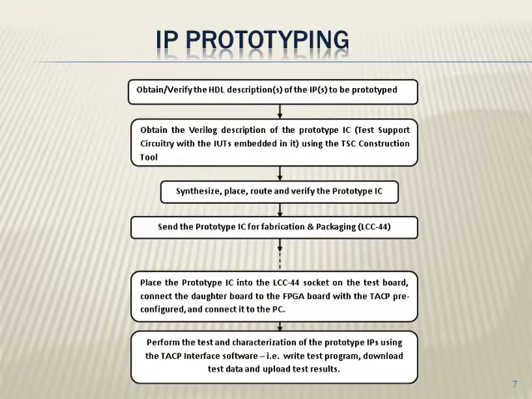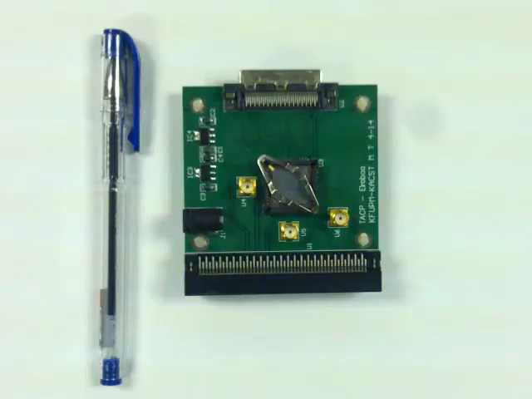So this is a typical flow. The user will take their IPs, use our tool to generate the test chip with the test support circuitry, go through synthesis, place and route, send it for fabrication. Once it's back, they can just simply insert it into the socket on the test board and start testing their IPs. So this is actually an image of our developed test board. As you can see, it's about 2 inches on the side. We have provided several SMA connectors that are connected to fixed pins on the chip, so that if the user wants to get an external clock into the chip or some other signals or get some signals out, they can still do that.